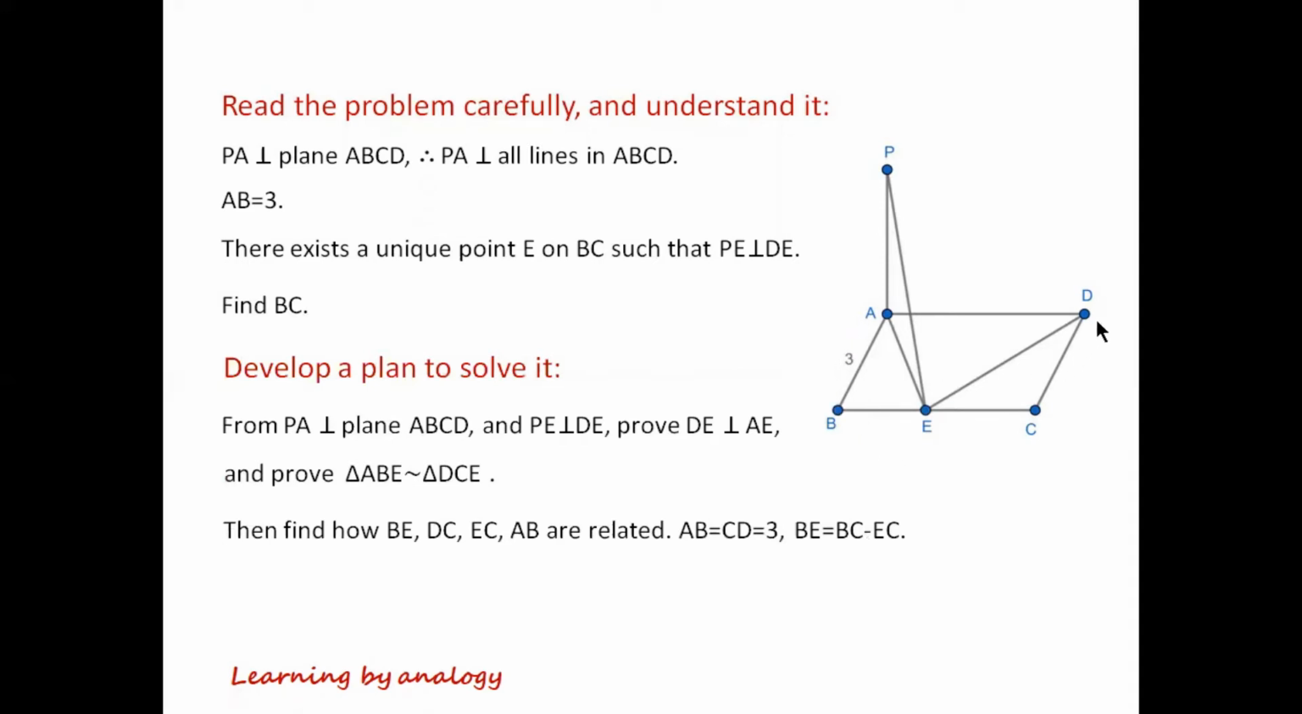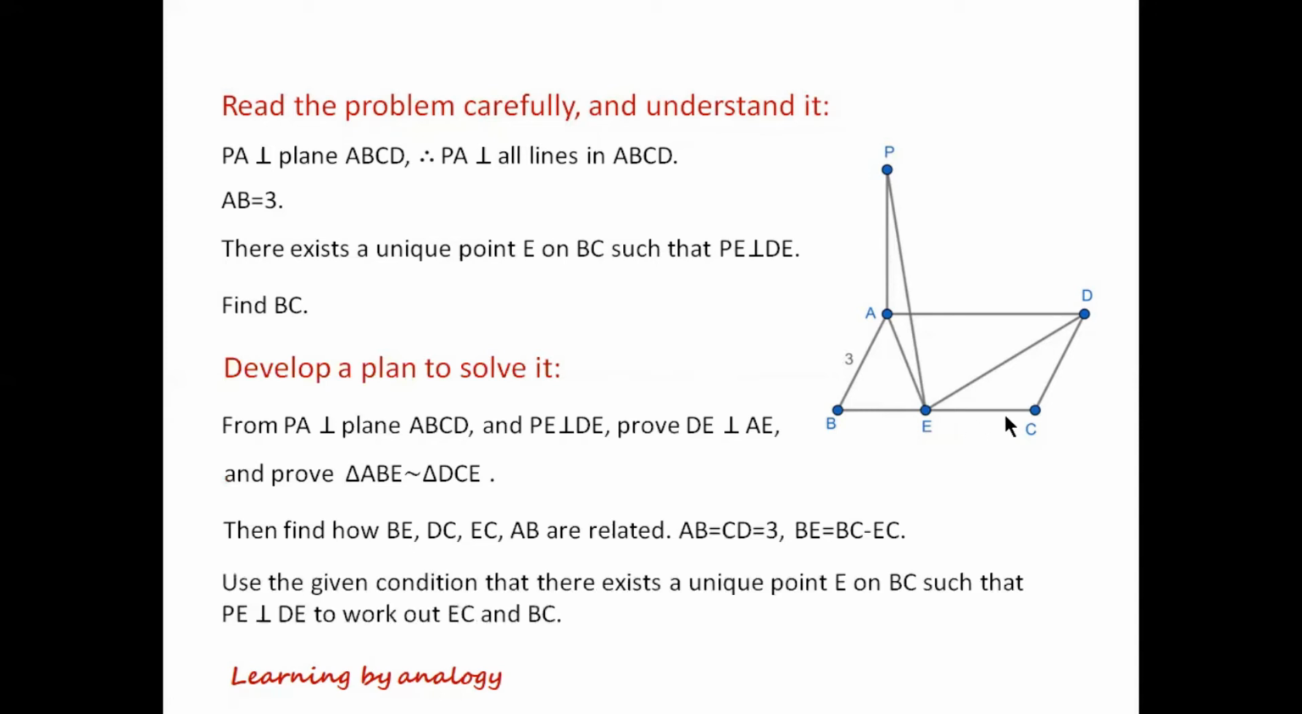AB equals CD equals 3. BE equals BC minus EC. Use the given condition that there exists a unique point E on BC such that PE is perpendicular to DE to work out EC and BC.